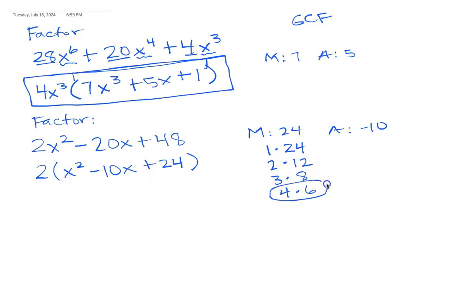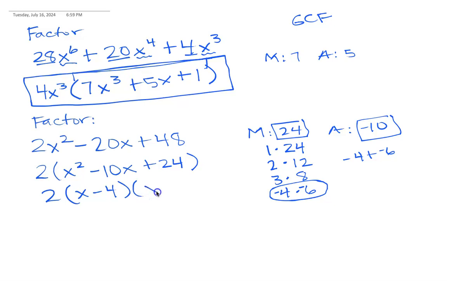Yeah, so 4 and 6, if we make those both negative, right, negative 4 times negative 6 gives me a positive 24, negative 4 plus negative 6 gives me that negative 10. You answered my question already. Okay. Yep, so then, I mean, that would just be the answer there, x minus 4, or 2 on the outside, and then x minus 4 times x minus 6.